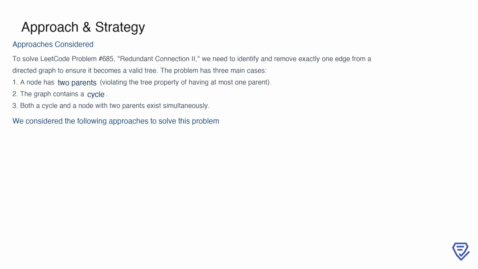To approach the problem of identifying and removing a single edge to turn a directed graph into a valid tree, we considered three primary scenarios. First, a node might have two parents, which violates the tree property that each node must have exactly one parent. Second, the graph might contain a cycle, which would also prevent it from being a valid tree. Lastly, it's possible for both issues to coexist: a node with two parents and a cycle in the graph. These scenarios guided us as we explored different strategies to solve the problem efficiently.